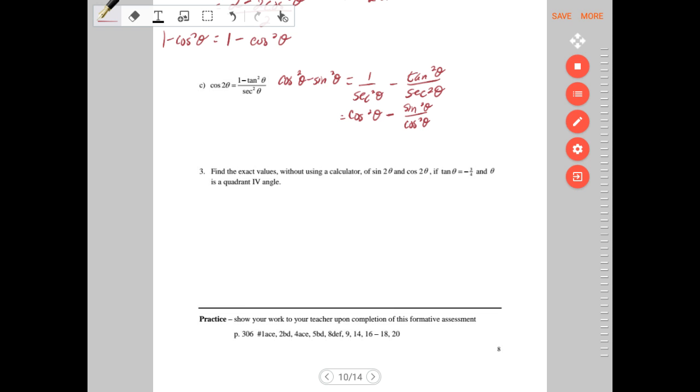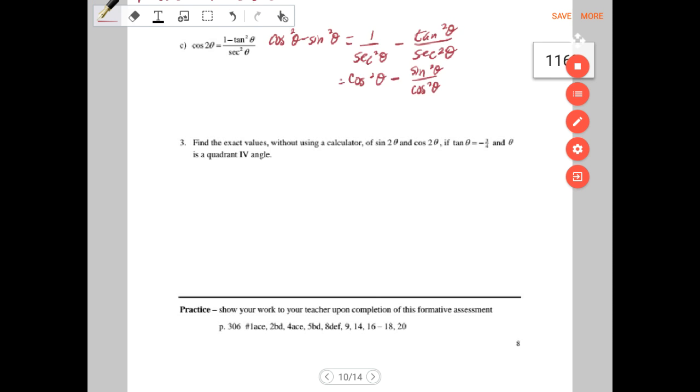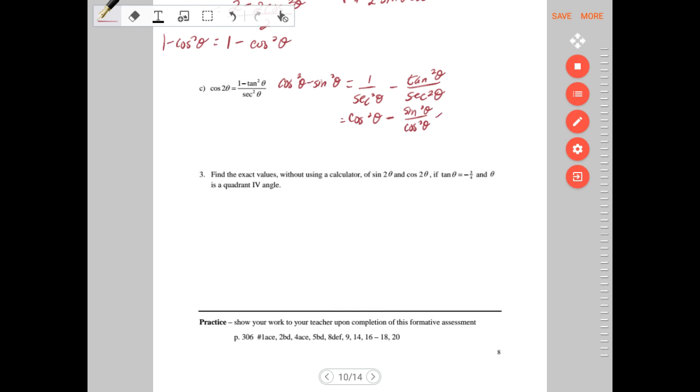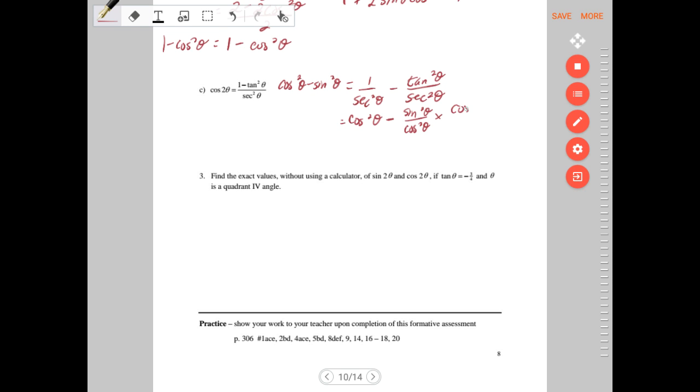And again, dividing by secant is the same thing as multiplying by 1 over secant, or by cos squared theta over 1. Because again, secant is the reciprocal of cosine. If you'll notice, the cosines cancel, and I'm left with cos squared theta minus sine squared theta, which happens to look like the stuff on the left side.